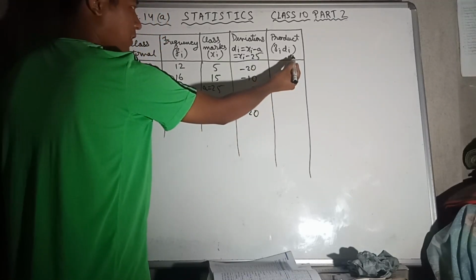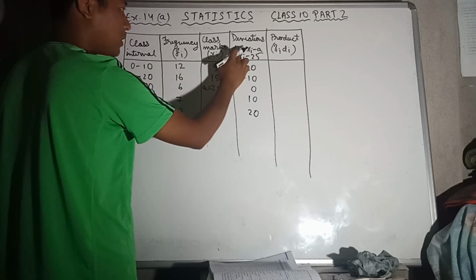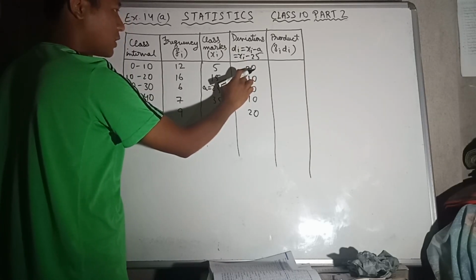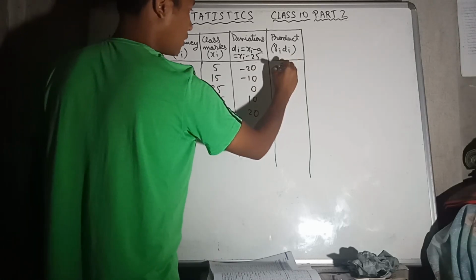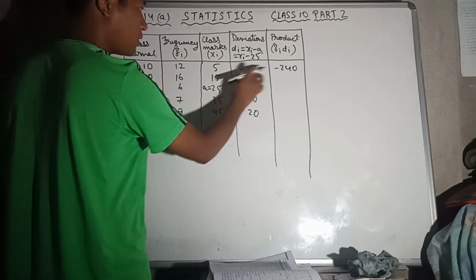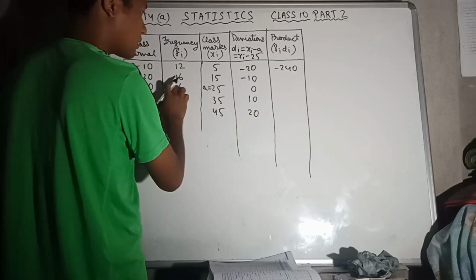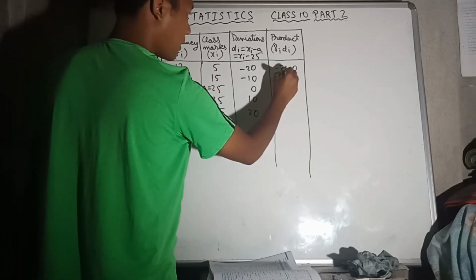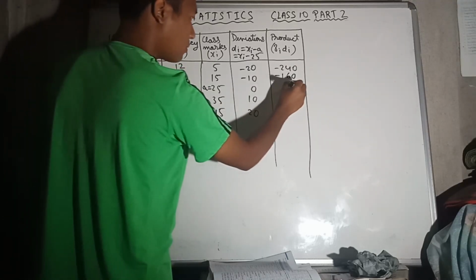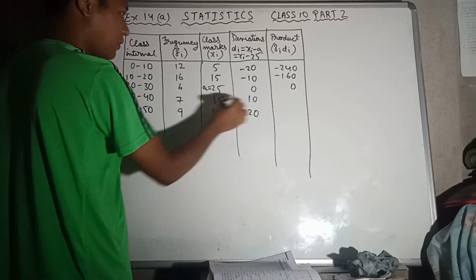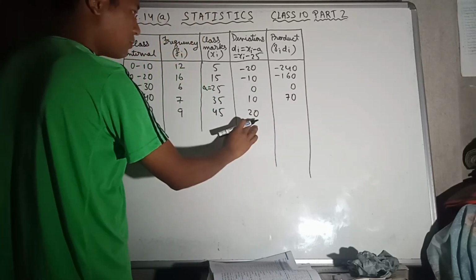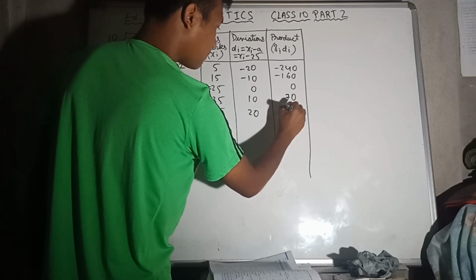Then the product fi di, we multiply fi and di: 12 into minus 20 is minus 240. 16 into minus 10 is minus 160. 6 into 0 is 0. 7 into 10 is 70. 9 into 20 is 180.